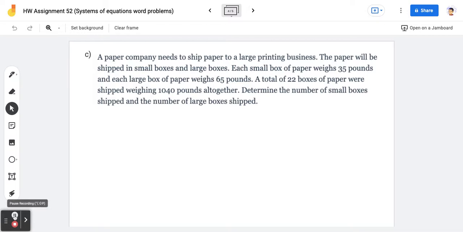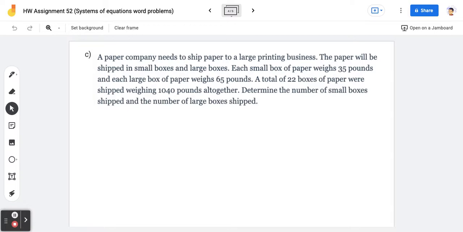C. Once again, I'm asking for us to copy the problems. I know it's a long one, but that's fine. No problem. All right, so this one says, a paper company needs to ship paper to a large printing business. The paper will be shipped in small boxes and large boxes. Each small box of paper weighs 35 pounds, and each large box of paper weighs 65 pounds. A total of 22 boxes of paper were shipped, weighing 1,040 pounds altogether. Determine the number of small boxes shipped and the number of large boxes shipped.